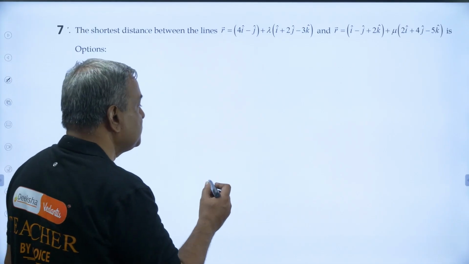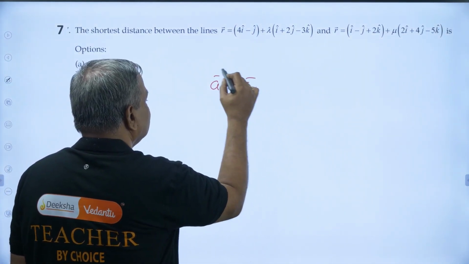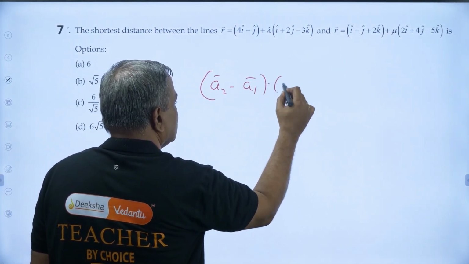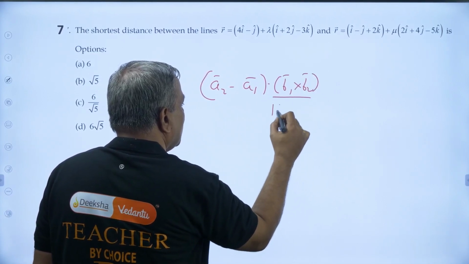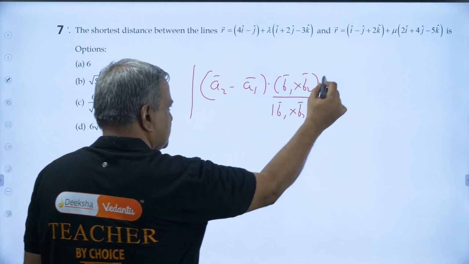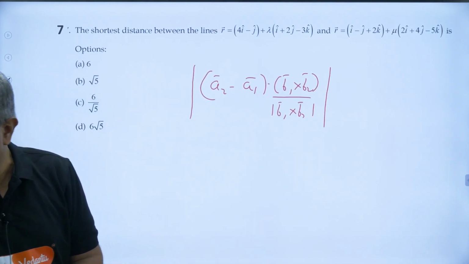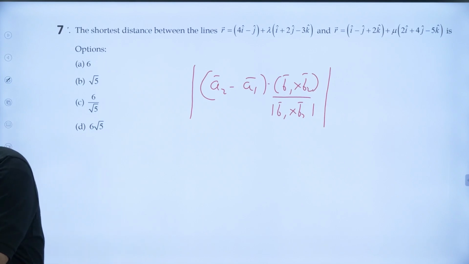Next, shortest distance between the two lines. What is the formula of shortest distance? A2 minus A1 dot B1 cross B2 by mod B1 cross B2. That's the formula of shortest distance. Okay, please write down the formula of shortest distance. Formula is A2 minus A1 dot B1 cross B2 by mod B1 cross B2.